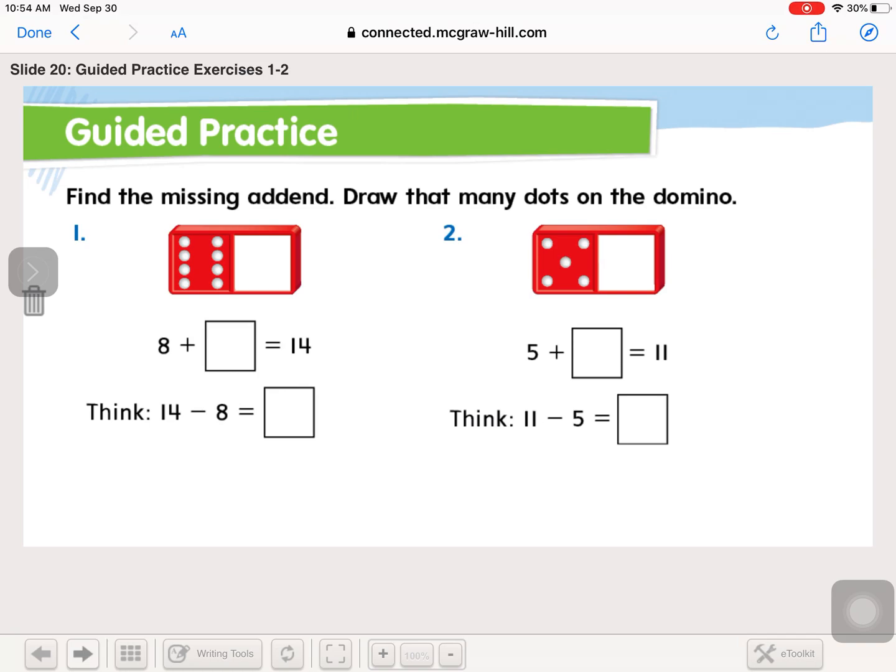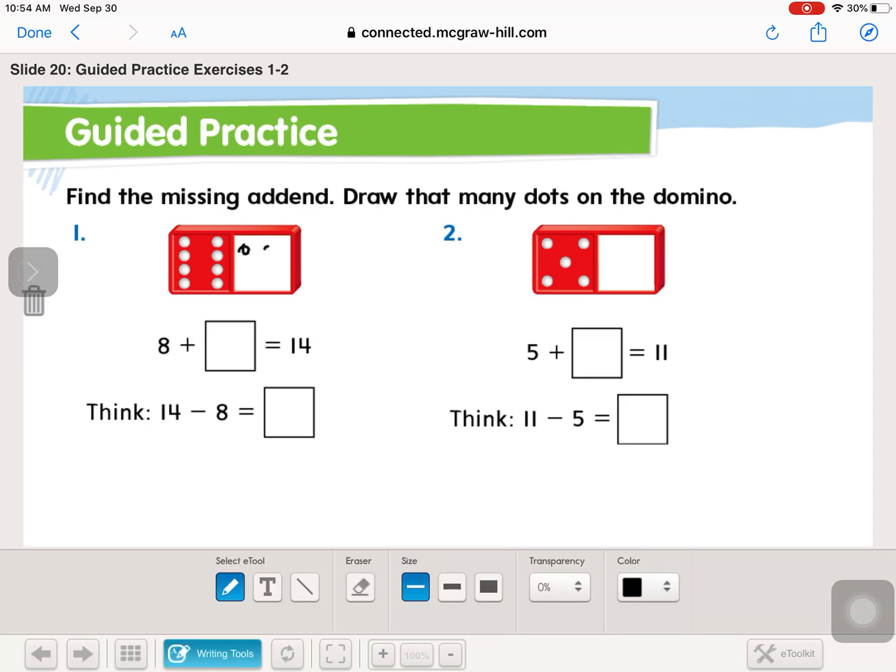Okay, so here we're going to do a few more problems together, and then you'll have a chance to practice on your own. Find the missing addend, draw that many dots on the domino. 8 plus what equals 14? So 8, 9, 10, 11, 12, 13, 14. How many dots did I add? I added 6. So 14 minus 8 equals 6. 8 plus 6 equals 14.